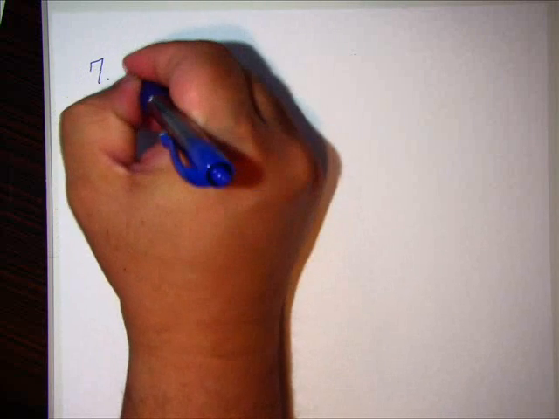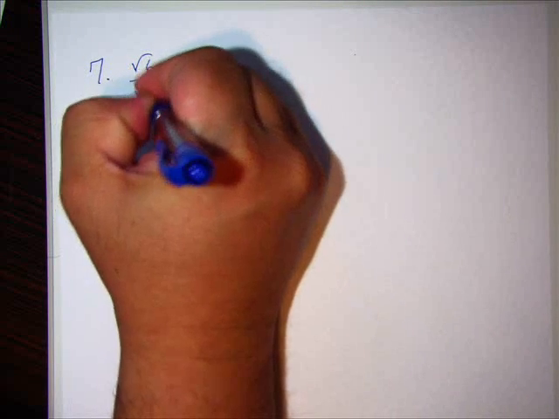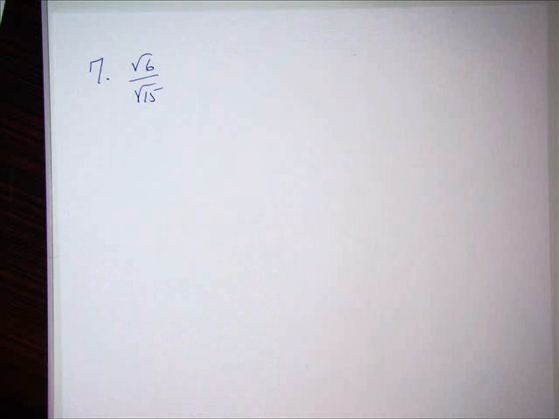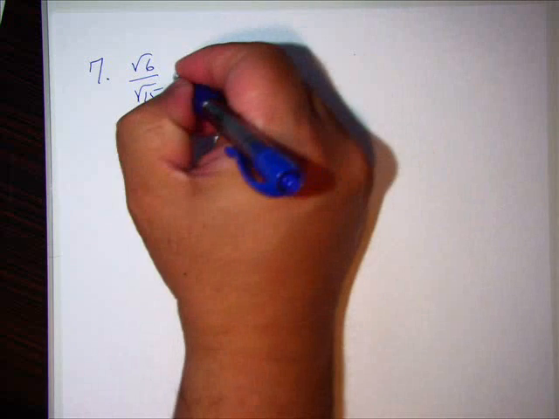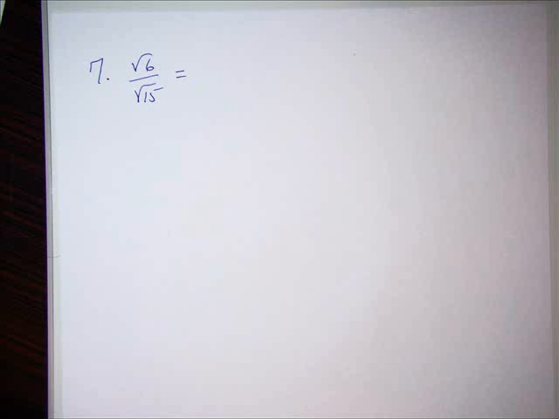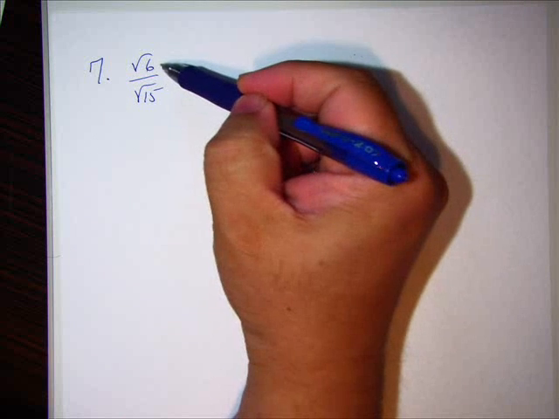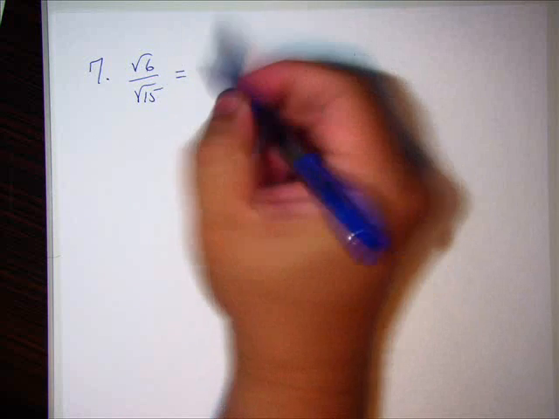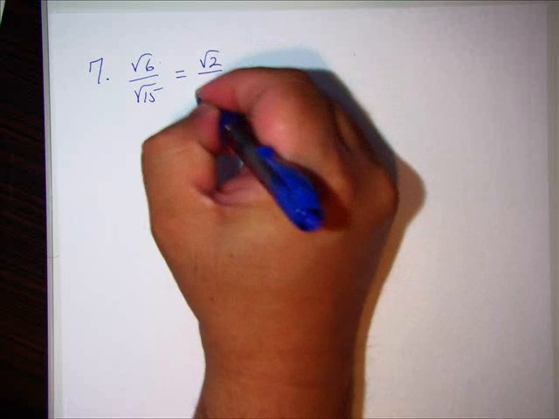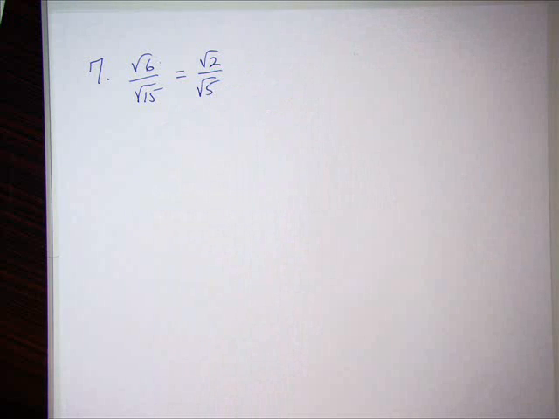Number 7 is similar to number 5, so if you want to try it out before watching the video, copy the problem now and pause the video. Alright, here we go. Like I said earlier, I like to reduce my fractions. Since they're both in a radical, I can actually reduce them. There is a common factor of 3 in both of them, so I can make it square root of 2 over square root of 5. Reducing now will save some headaches later.